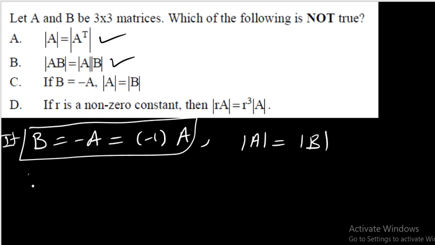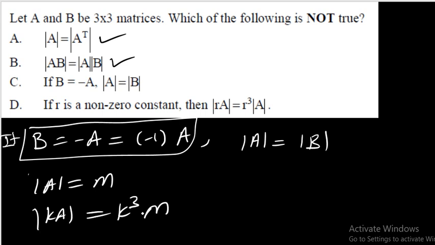Remember, for example, if I have a matrix A, and this is the determinant of matrix A, if it is a constant number M, what will be the determinant of K times A? It will be K cube times M. If A is 3 by 3, it will be K cubed; if A is 2 by 2, it will be K squared. It depends on the order of A. So when there is a constant K, the determinant of the given matrix will be K to the power of N times the determinant of the original. It depends on the order.